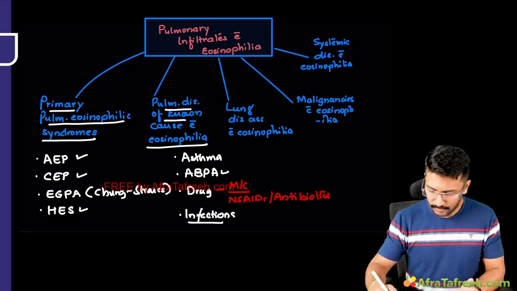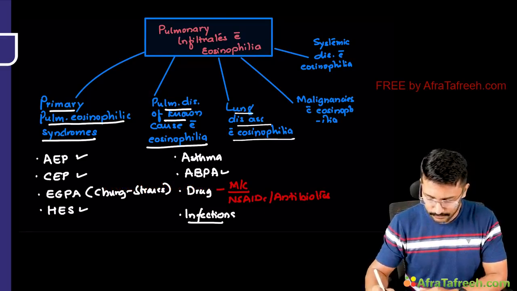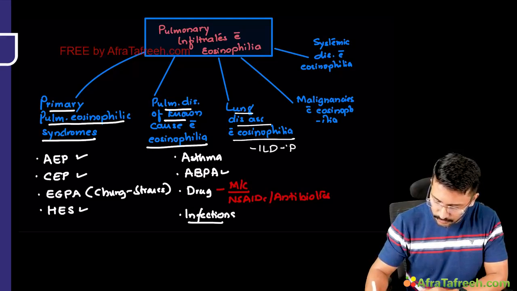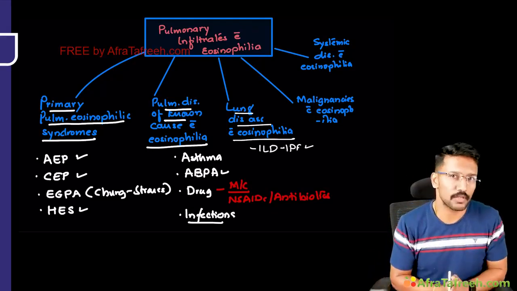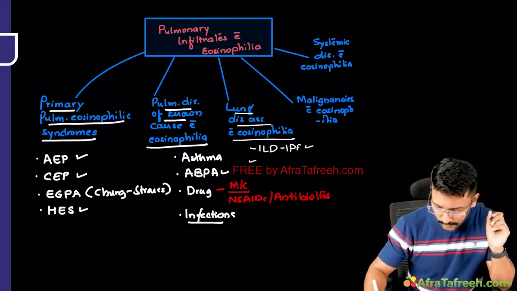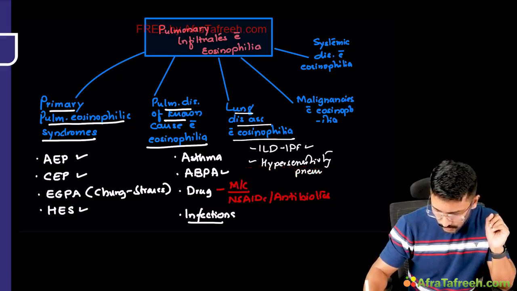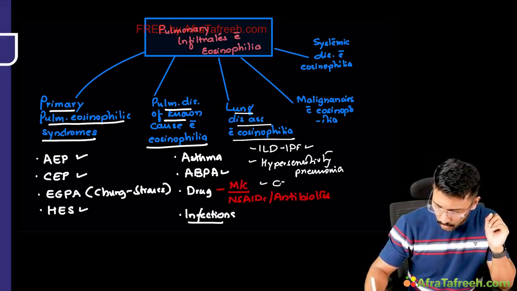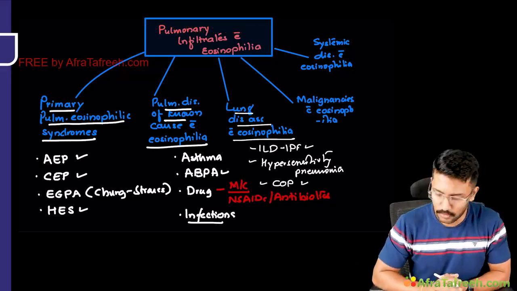Okay. Now, coming back to the classification, there are lung disorders which are associated with eosinophilia. Examples are interstitial lung disease, especially idiopathic pulmonary fibrosis, which is often associated with peripheral as well as pulmonary eosinophilia. Okay. Then we also have hypersensitivity pneumonitis, where you can have bilateral lung infiltrates as well as eosinophilia. Then cryptogenic organizing pneumonia, another condition where you can have lung infiltrates as well as eosinophilia of the lung.